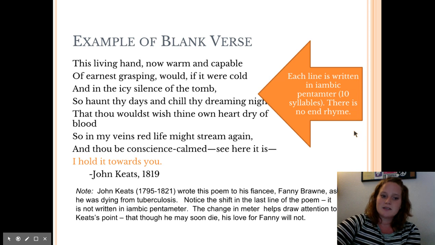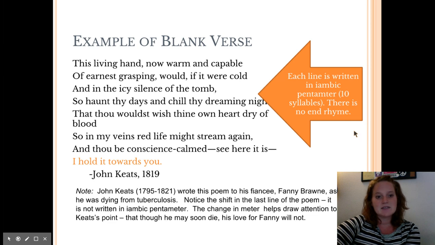One example of blank verse is written by John Keats in 1819. It reads, "This living hand, now warm and capable of earnest grasping, would, if it were cold and in the icy silence of the tomb, so haunt thy days and chill thy dreaming nights that thou wouldst wish thine own heart dry of blood so in my veins red life might stream again, and thou be conscience-calmed. See here it is, I hold it towards you."